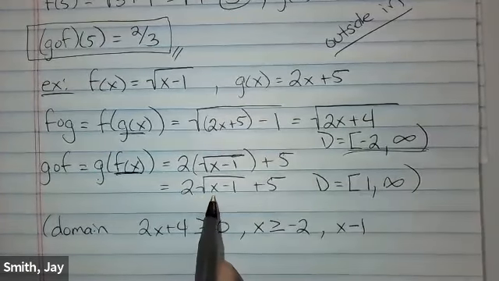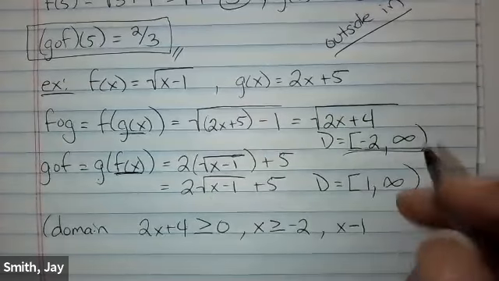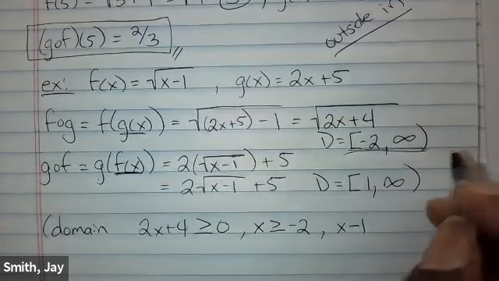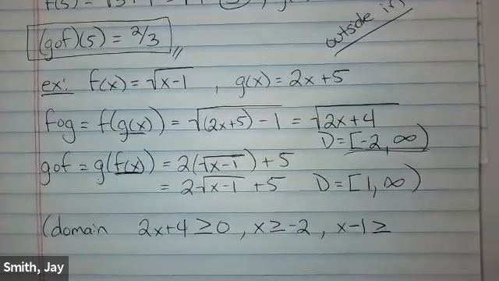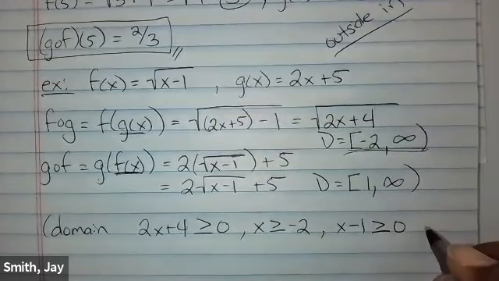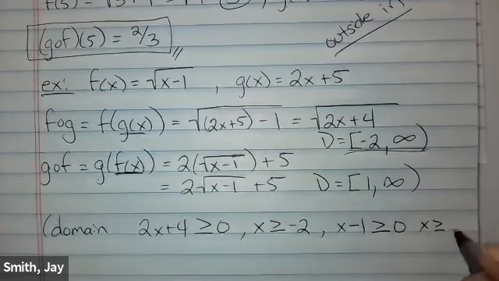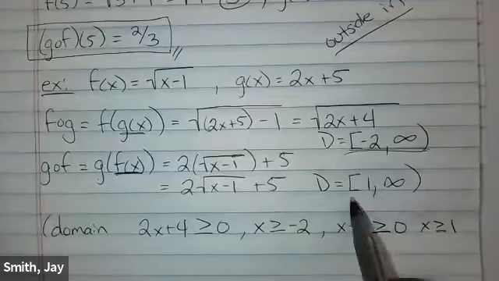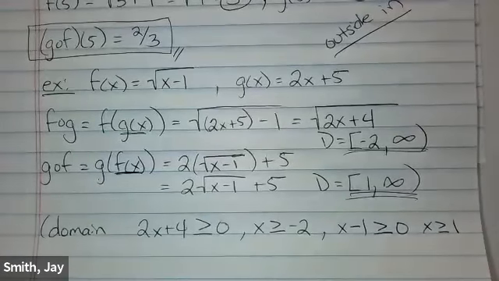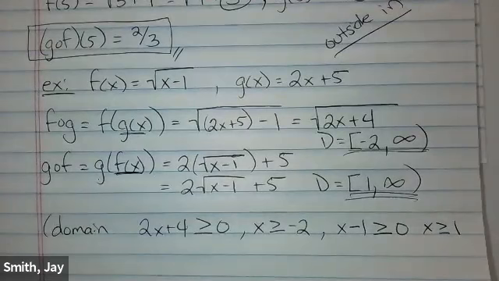Our radicand was underneath our square root symbol, and for us, that needs to be positive or 0. So we're going to make that greater than or equal to 0. And when we solve that, we end up with x is greater than or equal to positive 1. And that's our answer in inequality notation. Any number greater than 1, and including 1 itself, will work.